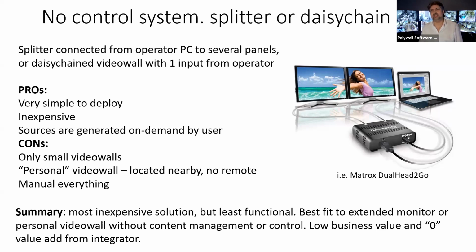So whenever they need some new source on this video wall, they just use a mouse and manually create it. In summary, it's inexpensive. Sometimes it works, and there are a lot of budget-constrained projects where there is no space for a good control system. So that's a choice.